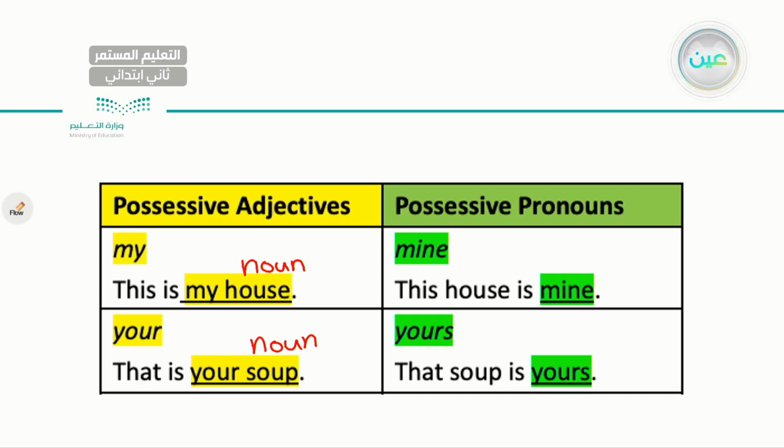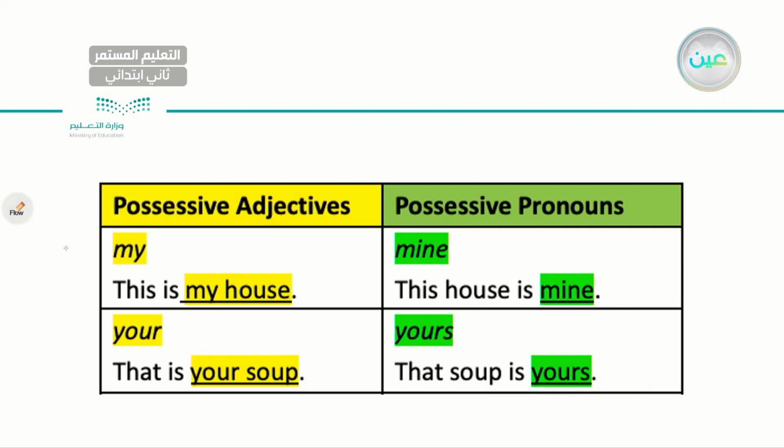Okay? Now let's move to the possessive pronouns. They are followed by nothing. I have mine. This house is mine. That soup is yours. Now, both sentences have the exact same meaning. This is my house. This house is mine. That is your soup. That soup is yours. Okay? So, remember that after possessive pronouns, I don't need to add anything. Nothing. This house is mine. That soup is yours. Very good, my dear student.